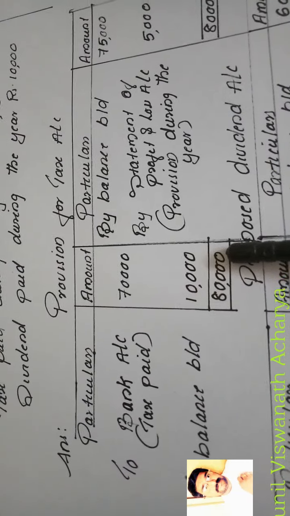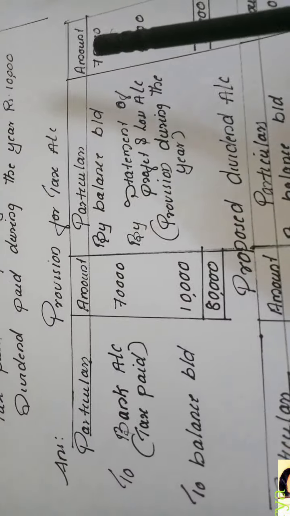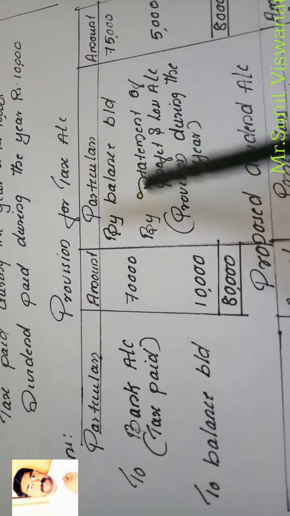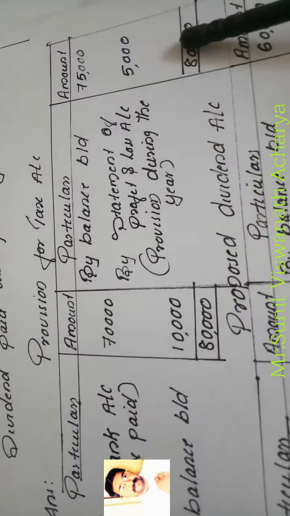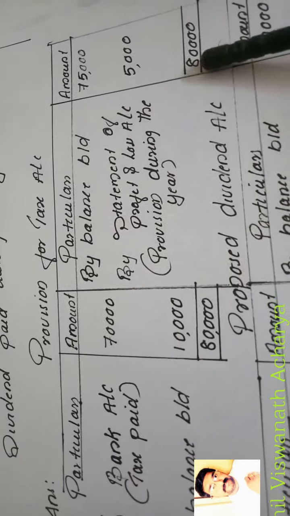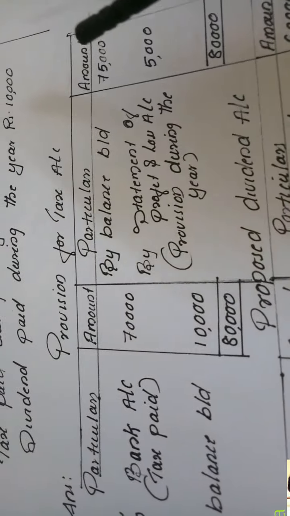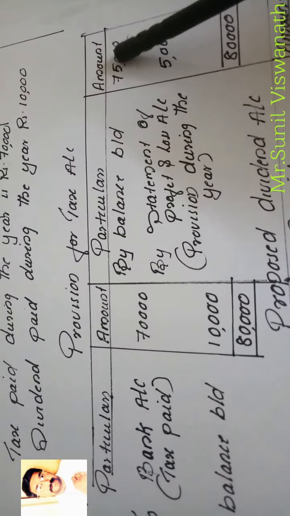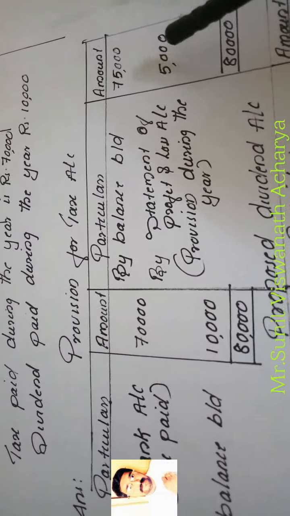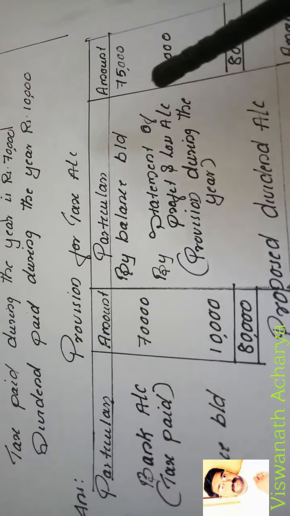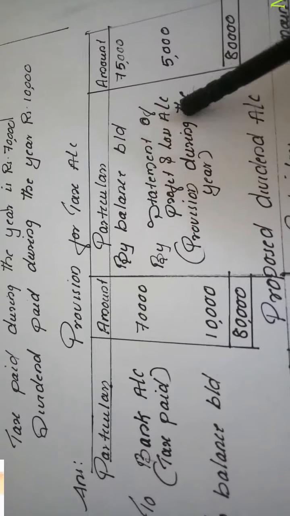After posting these three items, you have to total both sides. This side is 70,000 plus 10,000, which comes to 80,000. The other side has only one item, 75,000, so this side is more, and we write 80,000 on both sides. From this 80,000 we subtract the 75,000, and the balance you will get is 5,000. This is this year's provision for tax.